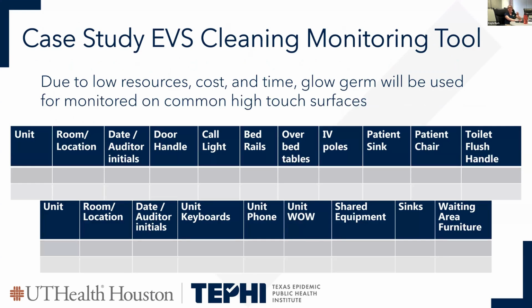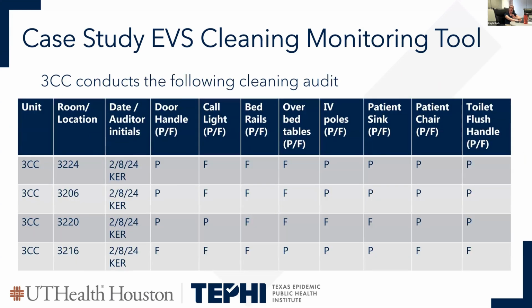So due to low resource costs and time, you're going to use Glo Germ. You'll come up with a schedule and a monitoring tool; a spreadsheet is great. You can look at your unit and location and determine your high touch surfaces. My go-tos are the door handle, call light, bed rails, over-bed tables, IV poles, and patient sinks. That's the first group, patient areas. The second is non-patient areas, which are unit keyboards, unit phones, workstations on wheels or WOWs, shared equipment, sinks, and the waiting area.